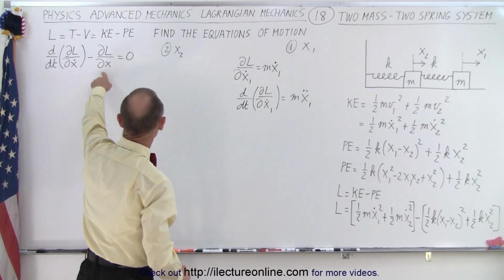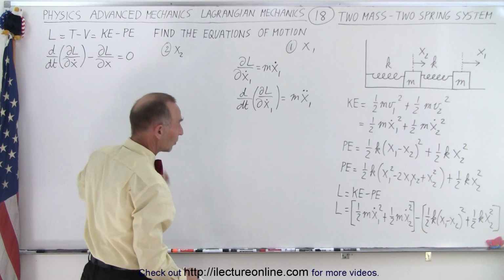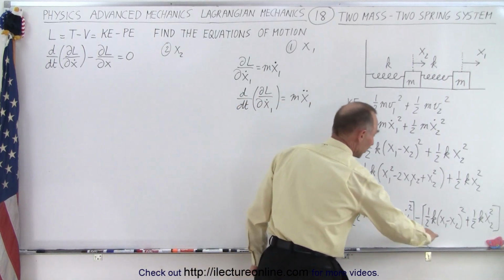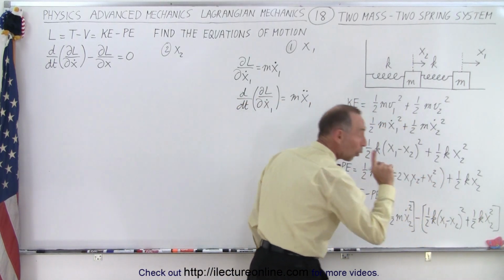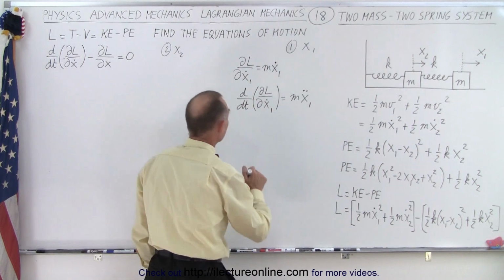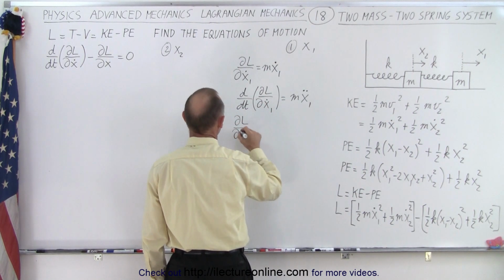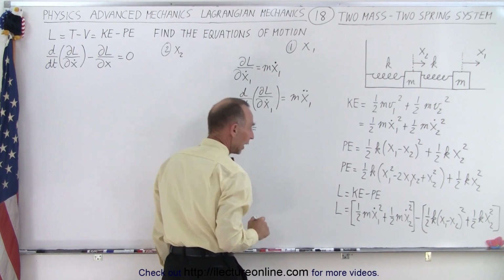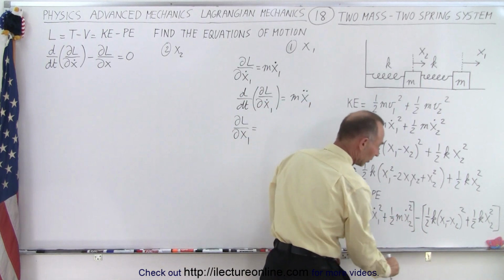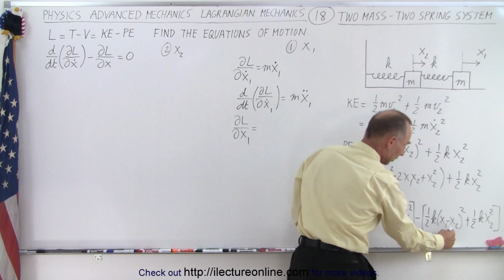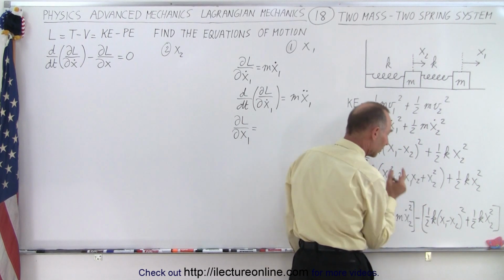And then if we take the partial derivative of L with respect to x, now notice there's no x here, but there's x's over here. And again, only for x1. So that means we're going to do the partial derivative of L with respect to x1. And let's see here, so this all goes to 0, that goes to 0, the part here goes to 0.